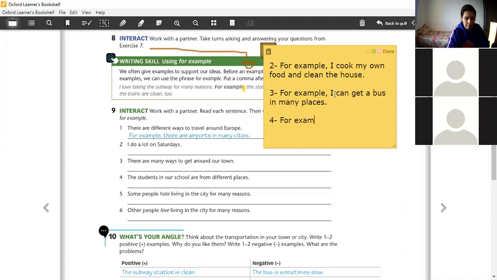Number 4, the students in our school are from different places. For example, one of them is from Brazil, and the other is from England. Is British.